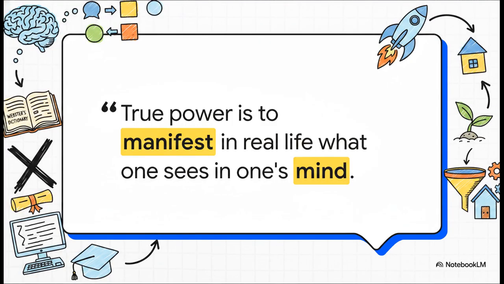There's a quote from Dante in the source material that just perfectly captures this. He says that true power isn't about Webster's dictionary definition, and it definitely isn't about having a degree in computer science or knowing how to code. The true definition of power is to be able to manifest in real life what one sees in one's mind.